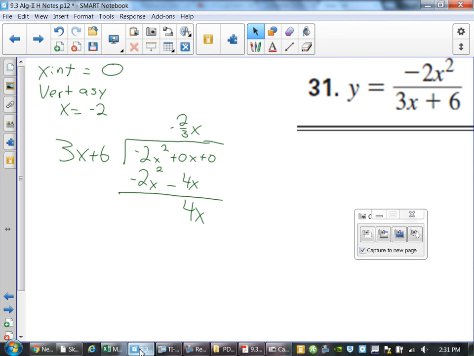Wait, what? How do you turn a 3 into a 4? 4/3. I was waiting for you to say that. So there's our equation. Remember, you don't care about the remainder, it has nothing to do with the problem. So you've got your equation, your asymptotes, and your intercept, you've got enough info to plot.